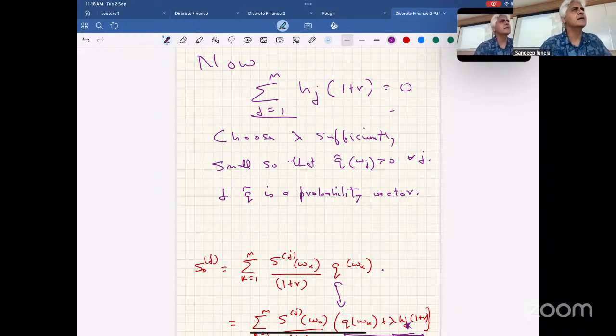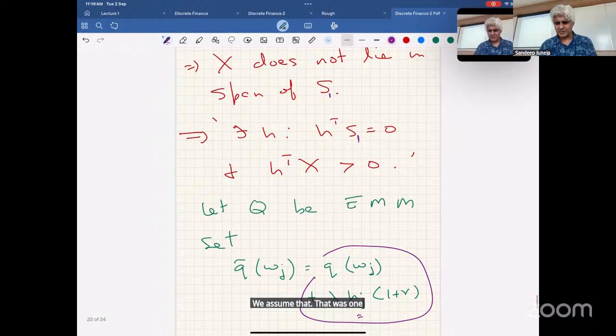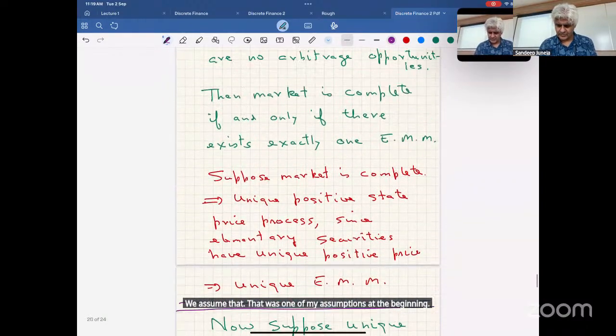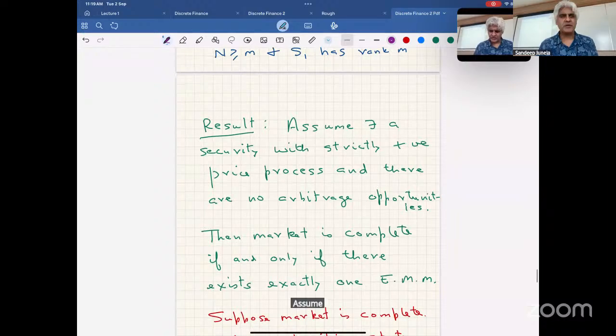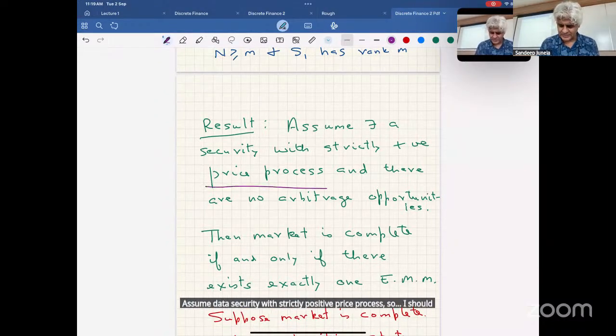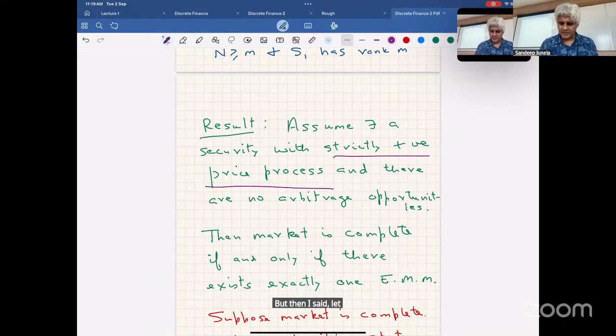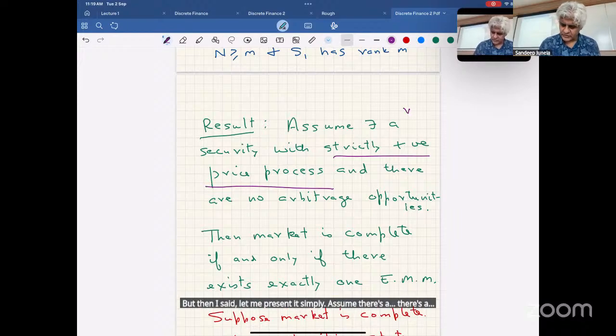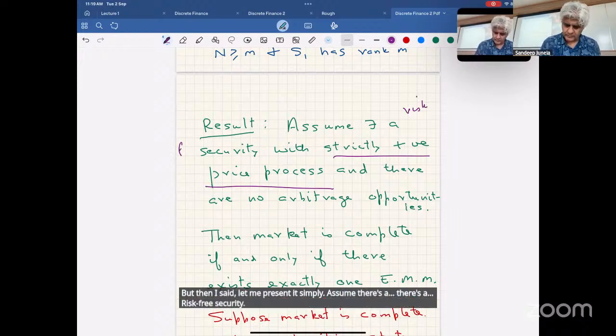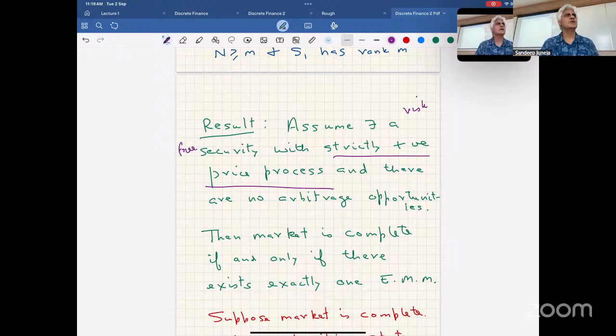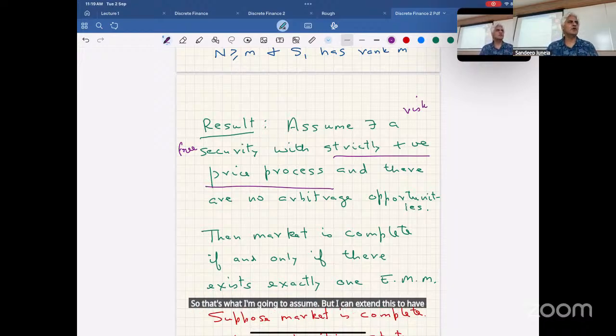How is it that a security which gives 1 plus r will exist in each step? We assume that. That was one of my assumptions in the beginning: assume there is a security with strictly positive price process. I should correct this, because earlier I was presenting this in that generality, but then I said, let me present it simply. Assume there's a risk-free security. That's all I'm going to assume. But I can extend this to any security which gives positive payoff in every scenario.